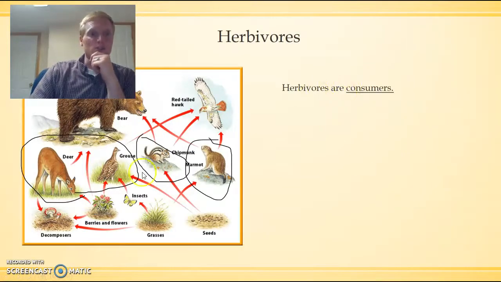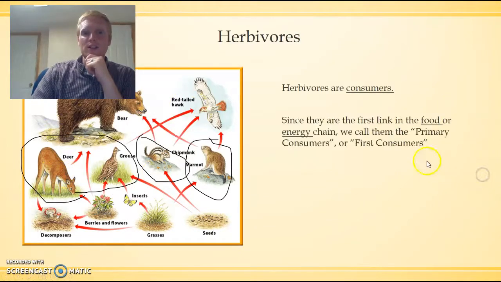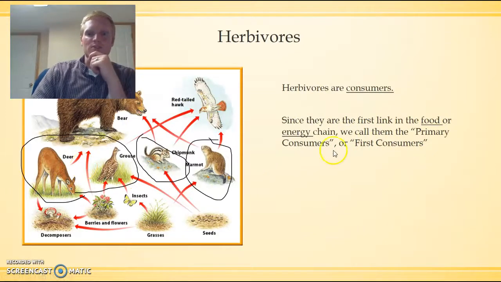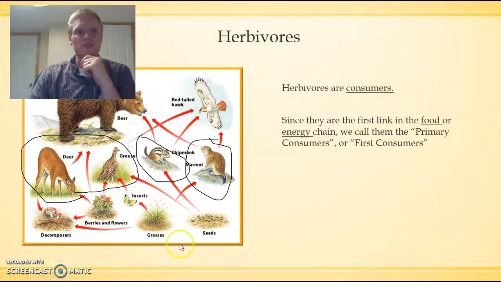Herbivores are consumers, okay, as opposed to producers. Herbivores like the deer and the chipmunk and the marmot are not able to make their own energy from the sun, from carbon dioxide. They rely on eating these other producers, these plants, to get the energy that they need. So they are considered consumers. Since they are the first link in the food or energy chain, okay, as far as animals are concerned, we call them the primary consumers, or the first consumers.